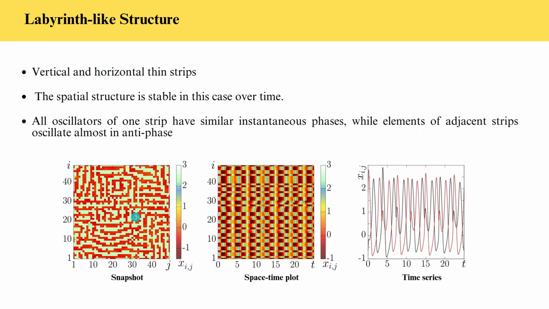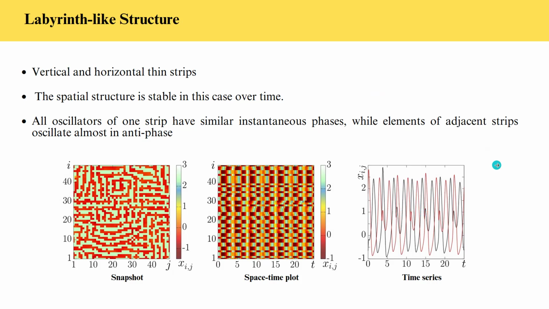Here also, the spatial structure is stable, just like the spiral type. Here also, oscillators of one strip have similar instantaneous phases, while elements of adjacent strips oscillate almost in antiphase. This can also be understood from the time series.